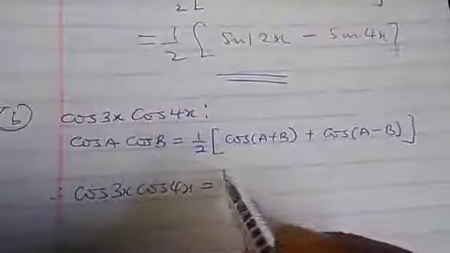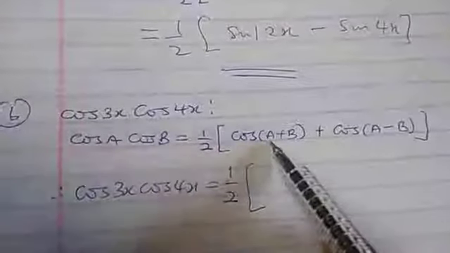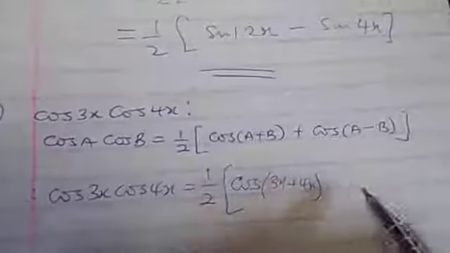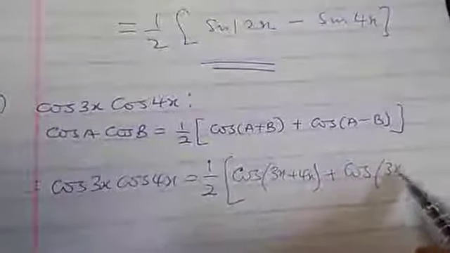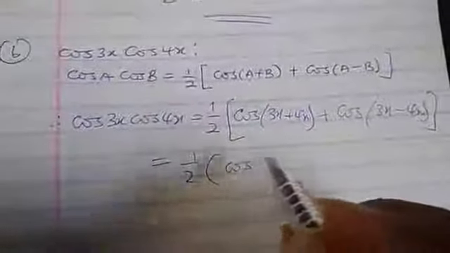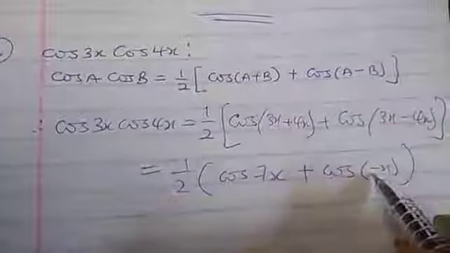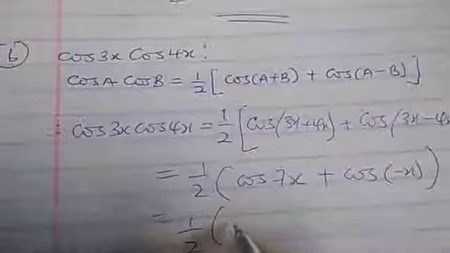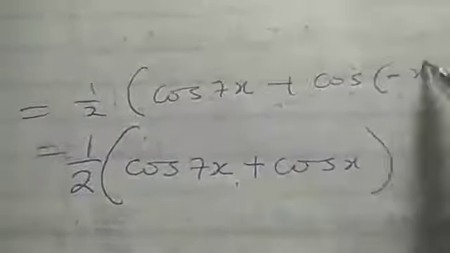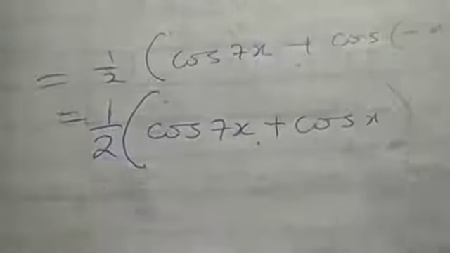So our answer will just become half into, anywhere we see A, we put it as 3x. So that will be cos 3x plus 4x plus cos 3x minus 4x. And that will give me half into cos 7x plus cos minus x. But this minus will not affect cos. Our final answer will become 1 over 2 cos 7x plus cos x, because the minus will not affect the cos. So cos minus x will still be the same thing as cos x.